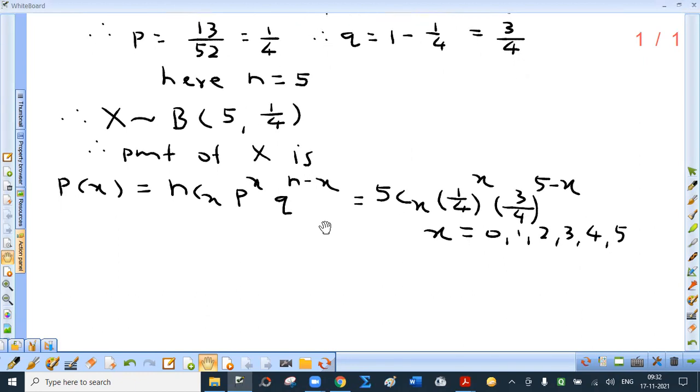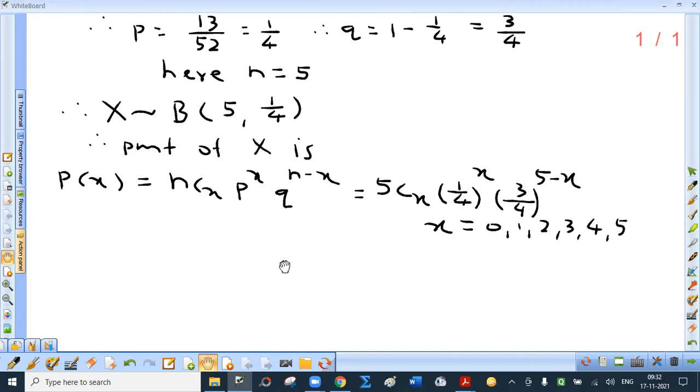So the probability mass function of random variable X, P of X equal to nCx, p raised to x, q raised to n minus x. That is 5Cx, 1 by 4 raised to x, 3 by 4 raised to 5 minus x. X assumes which values? 0, 1, 2, 3, 4, 5. Now different probabilities are asked.